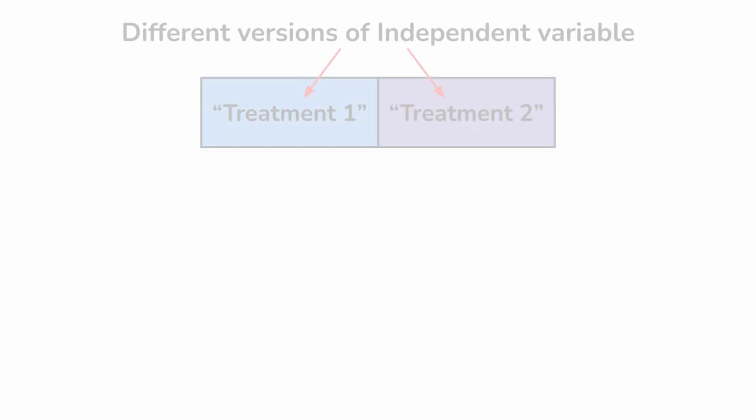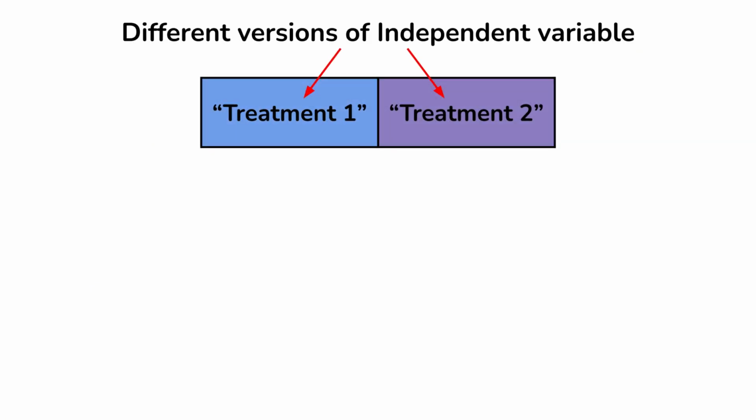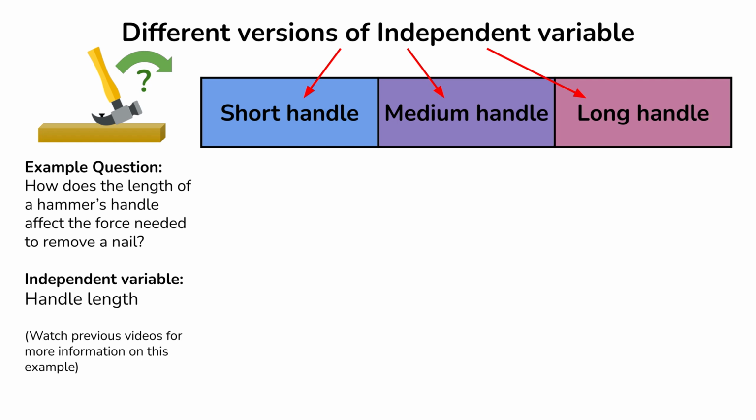The best way to organize your data table, in my opinion, is to start by writing each treatment along the top. What do I mean by treatments? Remember how your independent variable is what you are changing? Well, the different versions of your independent variable are your different treatments. For example, if your independent variable is the length of a hammer's handle, then you can put short, medium, and long at the top. Sometimes you will only have 2 treatments, sometimes you'll have more. In this case, I have 3. An experiment really shouldn't just have one treatment because that would mean that there is nothing to compare.